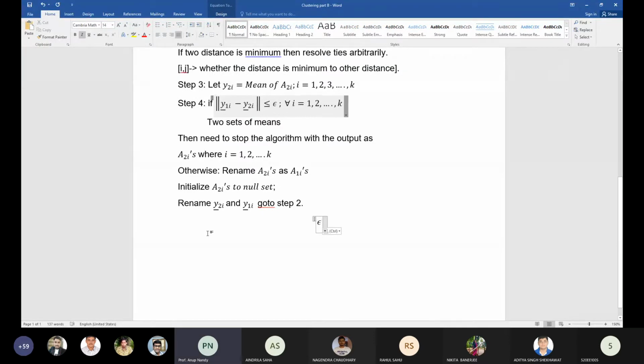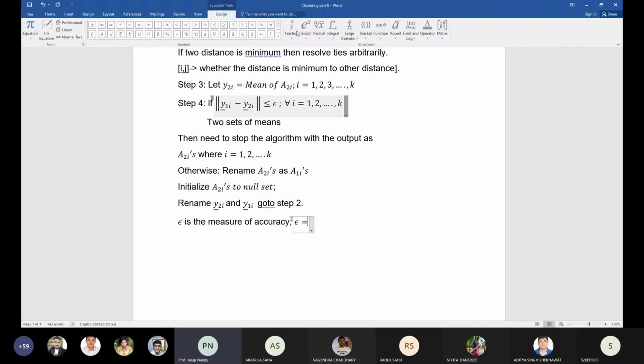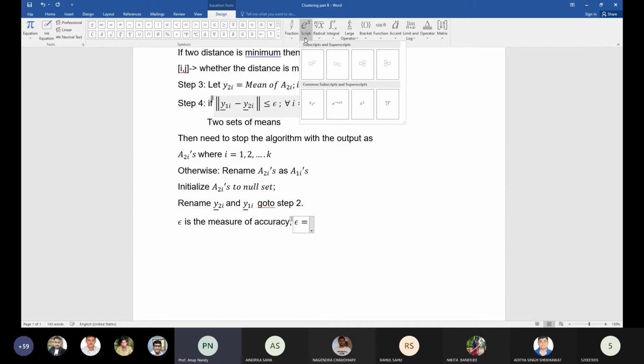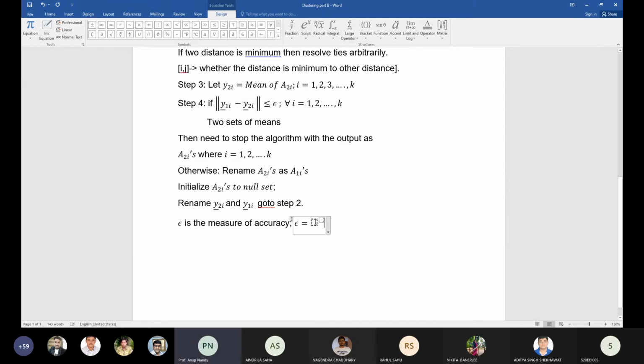No, actually, epsilon is the measure of accuracy. Epsilon is the measure of accuracy, and when you start, you can take its value as 10 to the power minus 3, or you can take 10 to the power minus 4.